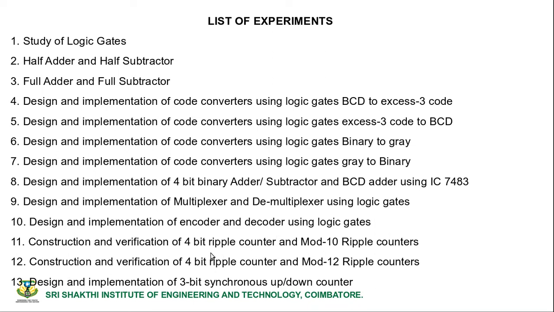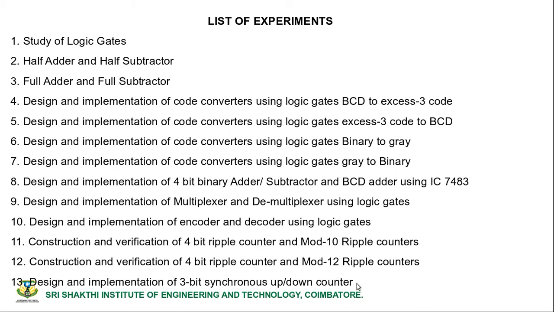The 11th one is a counter, right? Construction and verification of 4-bit ripple counter and mod 10 ripple counters. The 12th one will be 4-bit ripple counter and mod 12 ripple counters. So what is a mod 10 and mod 12? The counter will count from 0 to 10, and after 10 it will again reset to 0 0 0. Likewise mod 12 also.